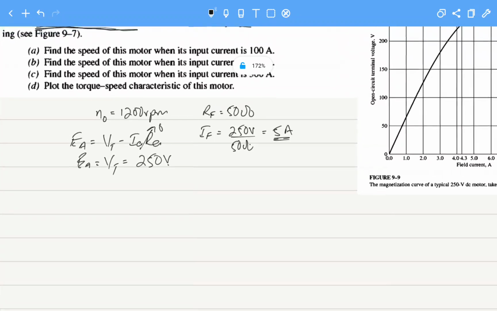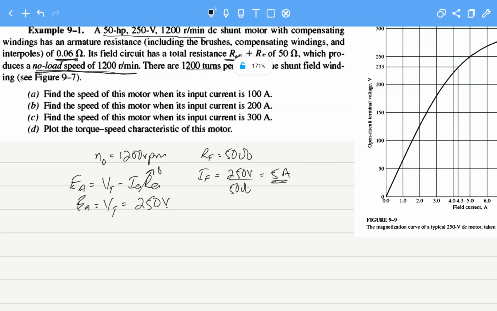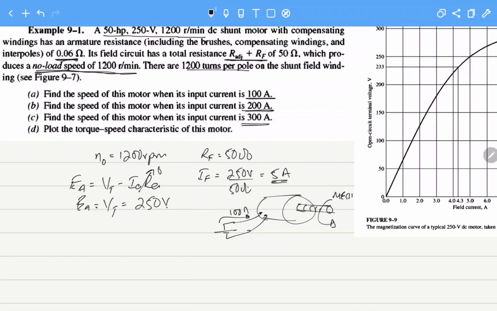Now the tricky part, or what the question is asking: what will happen if I connect a 100 ampere load, or a 200 ampere load, or a 300 ampere load to the motor? What do you mean by connecting a load of 100 amperes to the motor? If this is the motor, it means that a mechanical load is connected which will cause the terminals of the motor to draw 100 amperes of current. So it is asking what will happen to the speed of the motor when a 100 ampere load is connected.